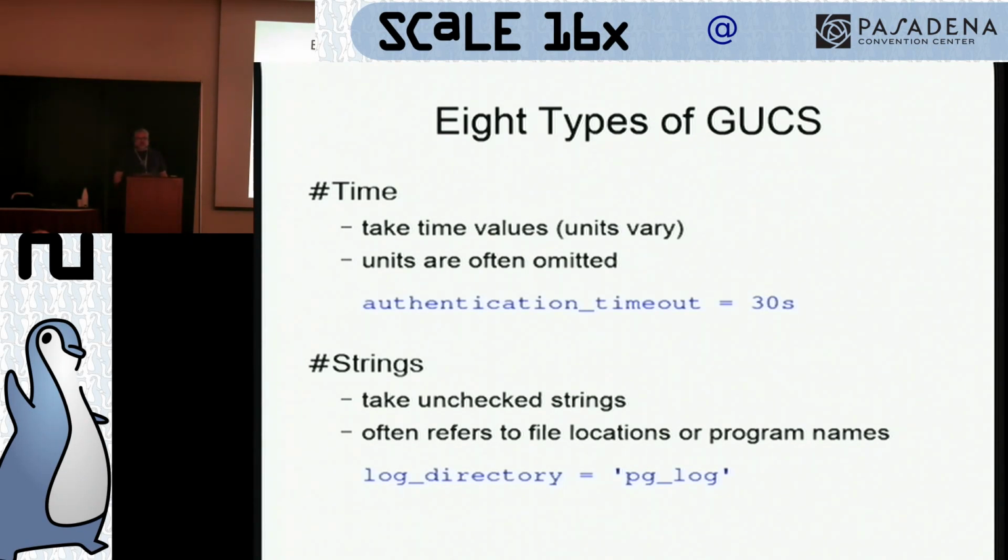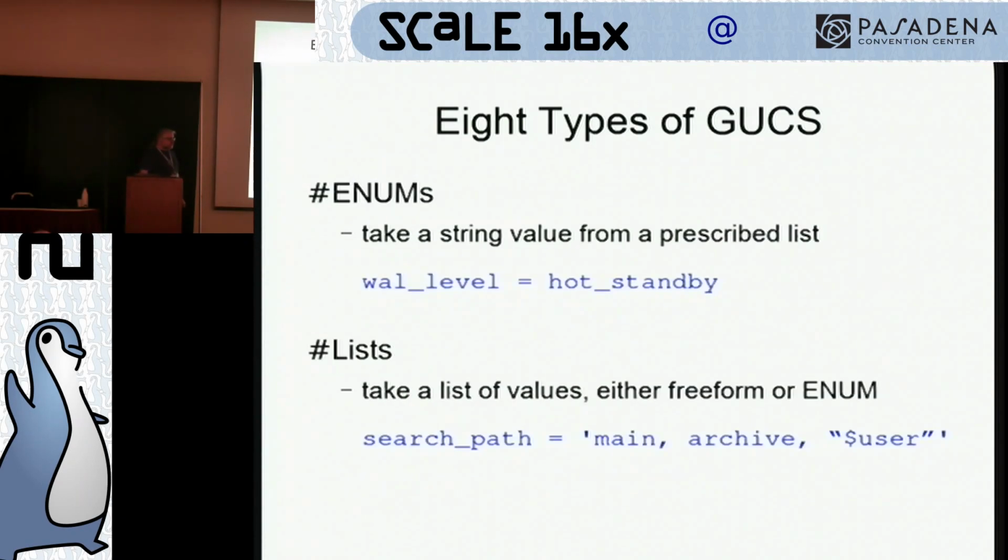Strings are obvious. These are actually some string, often a file path or a file name, or an identifier. There are a number of string values that are limited to a specific list of values. So these are enums, as it were, and they actually do show up in pg_settings that way. And there's a specific list of values like wal_level, which can be one of 3 specific things. Which actually, hot_standby is not one. I forgot to update the slide. We changed that set of values in Postgres 9.5.